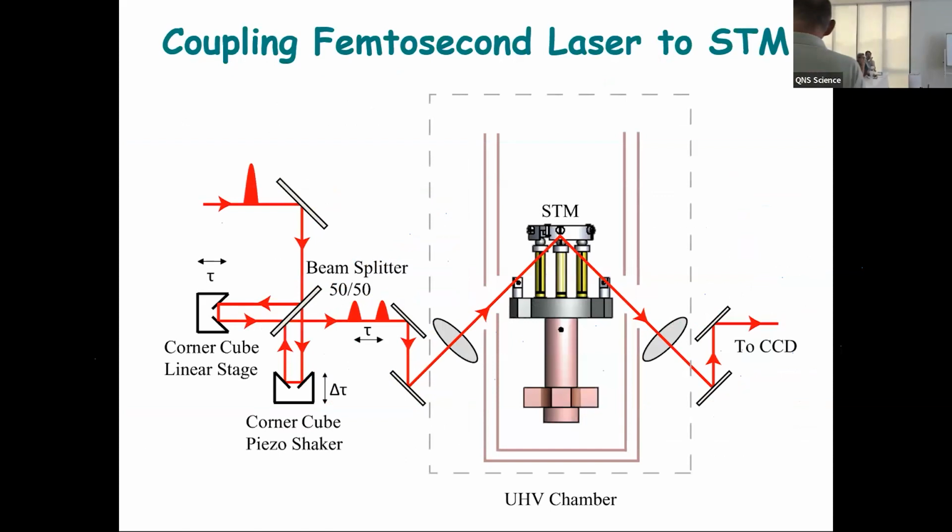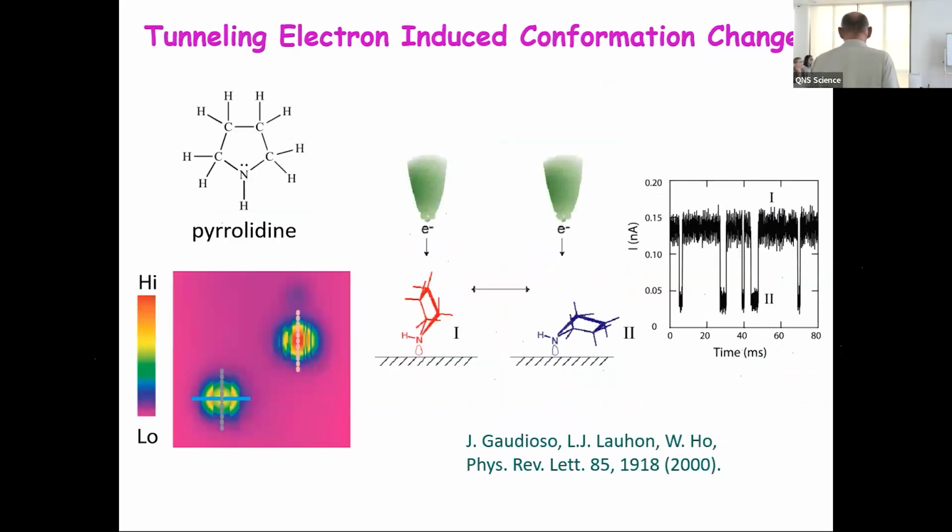Okay, I'll go quickly. Another type of experiment we can do is now away from terahertz, just at 800 nanometers. You can do the delay with two pulses of 800 nanometers and do a time delay. This is a different system, a pyridine molecule which undergoes a structural conformational change.